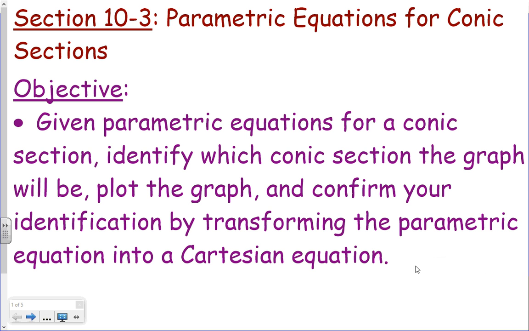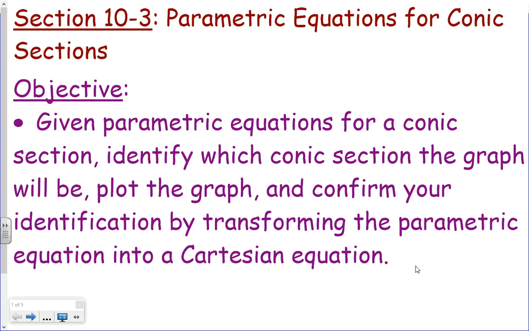All right, open up your book to section 10-3. We're on page 508 in your book. The title of this section is Parametric Equations for Conic Sections. And the objective here is, given parametric equations for a conic section, identify which conic section the graph will be. We're going to plot the graph and confirm your identification by transforming the parametric equation into a Cartesian equation.